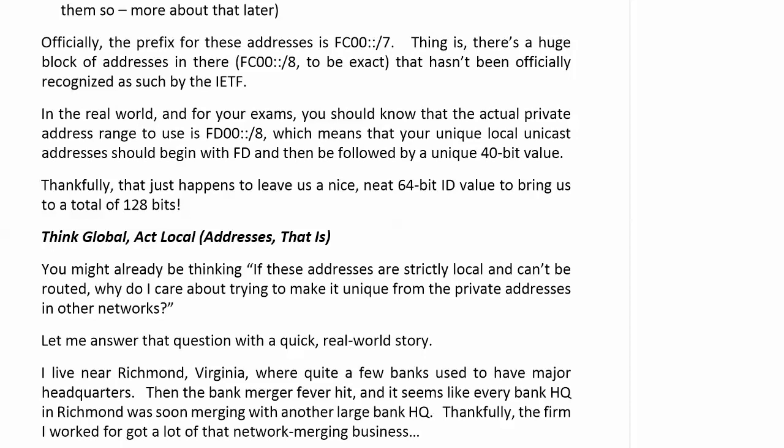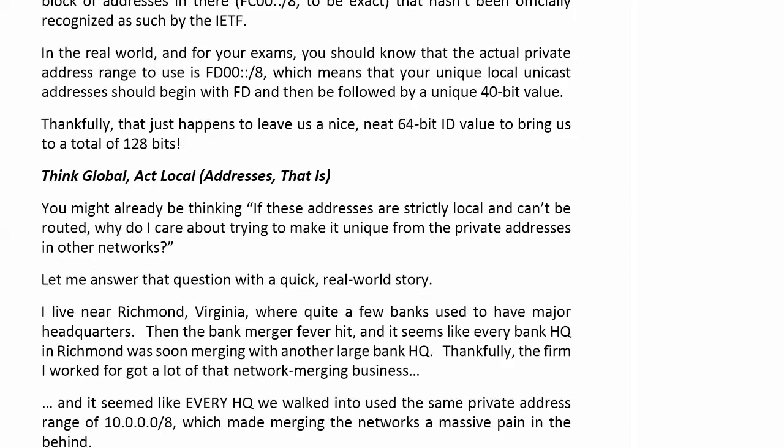There was a bank merger fever a while back, and a lot of smaller banks, including 2 I used to go to, just don't exist anymore. They were sucked up by some of the big boys. And it seemed like every bank HQ in Richmond was soon merging with another large bank HQ. And, of course, that was great business to get. And thankfully, the firm that I worked for got a lot of that networking merging business.